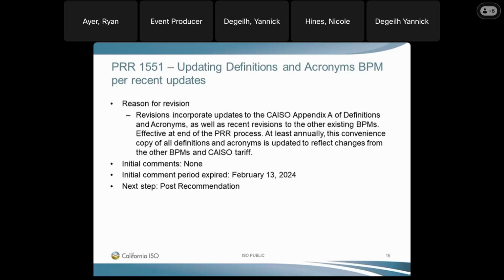So for PRR 1551, this is the definitions and acronyms BPM. We have revised and incorporated updates to the ISO Appendix A for definitions and acronyms, as well as recent revisions to other existing BPMs. We will update this BPM at least annually, as this is a convenience copy of all of our definitions and acronyms. And this BPM will be effective at the end of the PRR process. Same as the previous PRR, it is in the initial commenting phase, which closed on February 13th, and there were no comments. And the next step is to post the recommendations. Are there any questions on PRR 1550 or 1551? All right, Ryan, back to you.